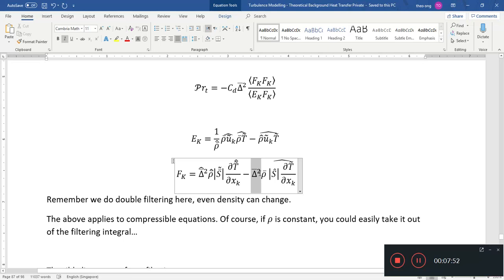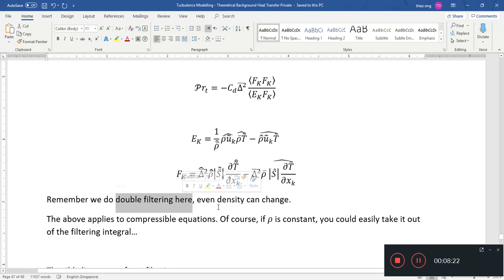length scale for your filter length scale, singly filtered, which is your normal resolved density. Then you have a singly filtered strain rate using the test filter. Then you have singly filtered temperature gradient. So this is again the tilde, which is a bit different. Okay, remember we do double filtering here, and the density here can change because it's a compressible flow.